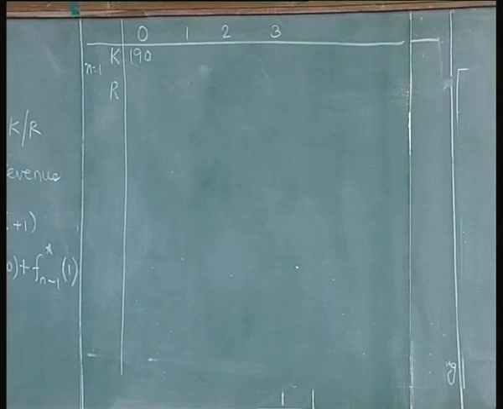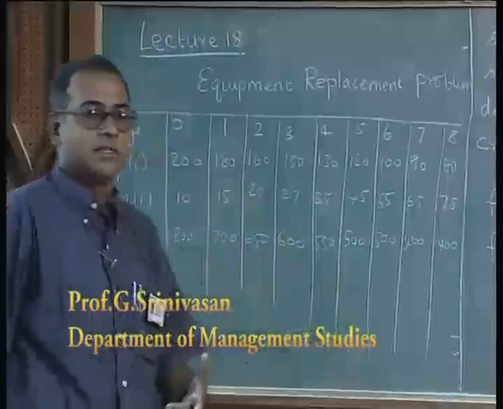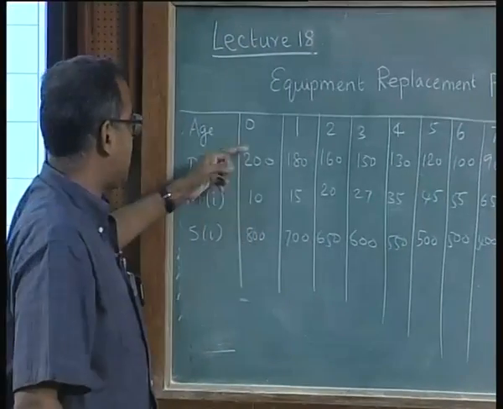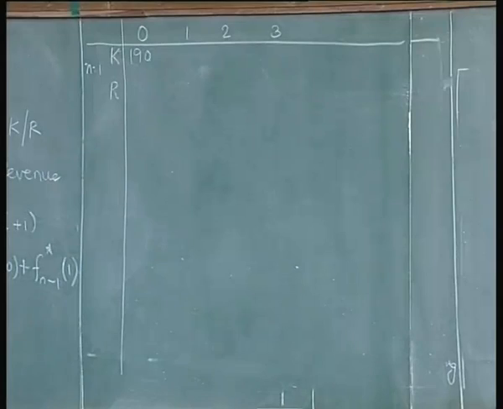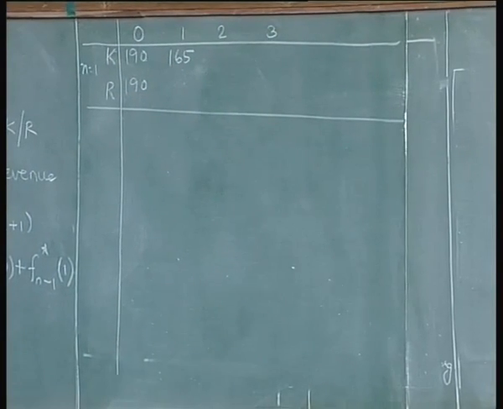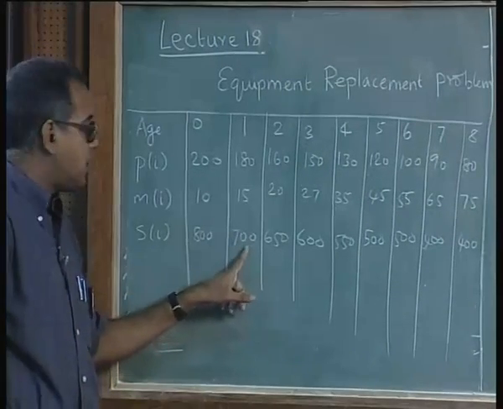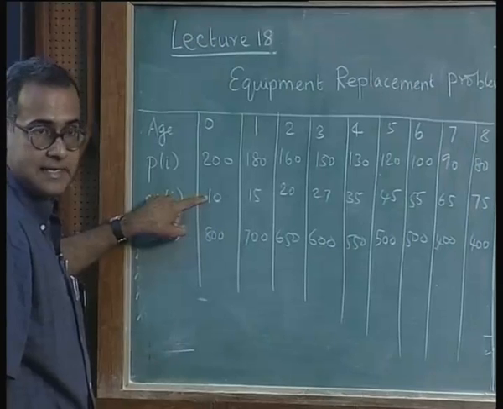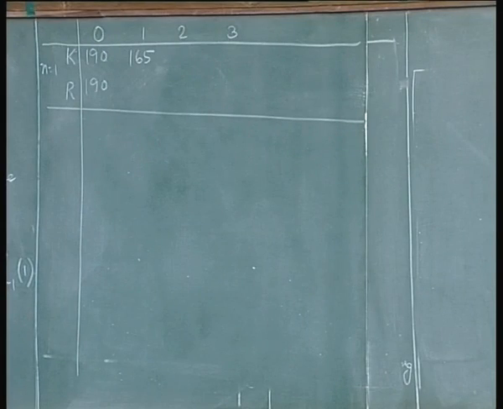Now when I have one more year to go and I have a brand new machine, even if I decide to replace it, we assume that when you sell a brand new machine you get 800, you incur another 800 to buy, so they cancel out, and then you have P of I and M of I, so you get 200 minus 10, which is again 190. Now when I have a machine that is 1 year old, I have P of I minus M of I, 180 minus 15, which is 165. When I decide to replace, I sell this, so I get 700. I have to buy a new one, I spend 800, so net is minus 100, and then I make 200 minus 10, 190, so 190 minus 100 is 90, so you have 90.